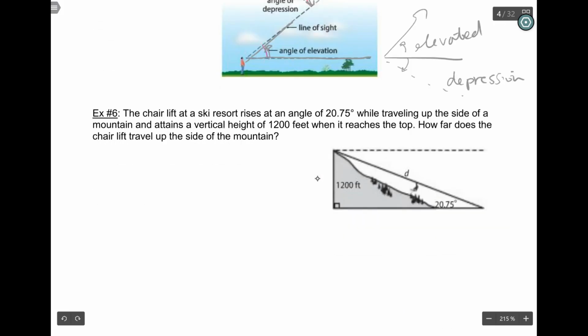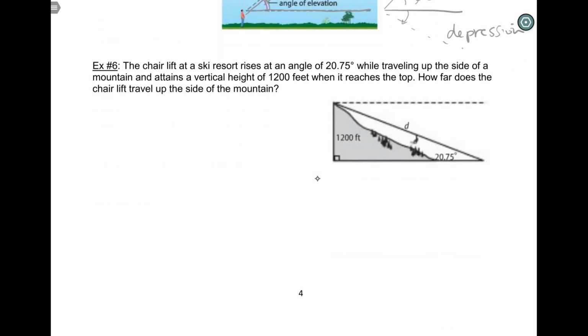Cool. So here's an example. A chairlift at a ski resort rises at an angle of 20.75 degrees while traveling up the side of the mountain and attains a vertical height of 1,200 feet when it reaches the top. How far does the chairlift travel up the side of the mountain? So we are looking for D, this distance. So this is the hypotenuse. Our angle is 20.75, so this side length is the opposite.